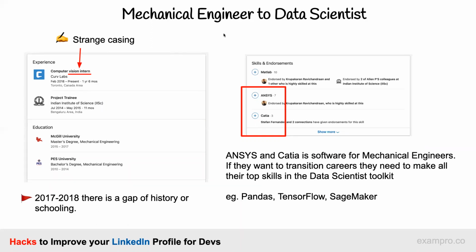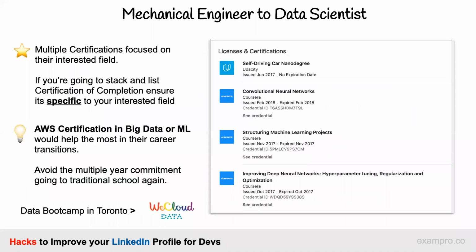In the skills and endorsements here, we're seeing mechanical engineering skills, and we have one MATLAB that could be for data scientists. So here, I'd like to see Pandas, TensorFlow, SageMaker, things that are relevant to this.